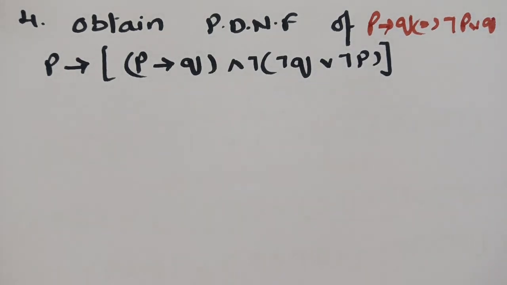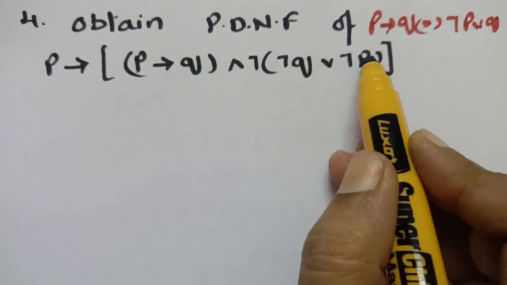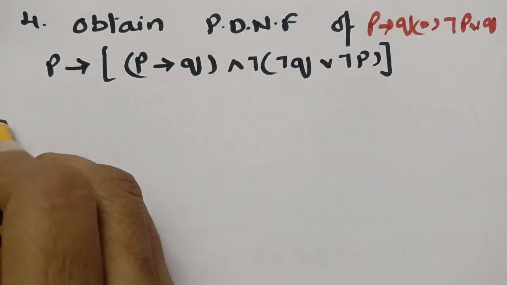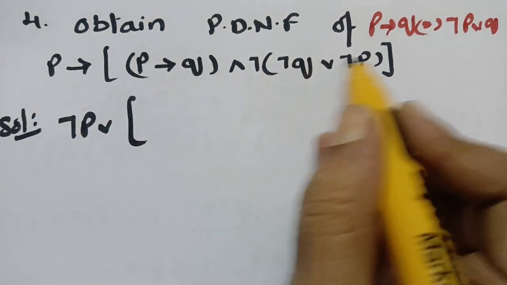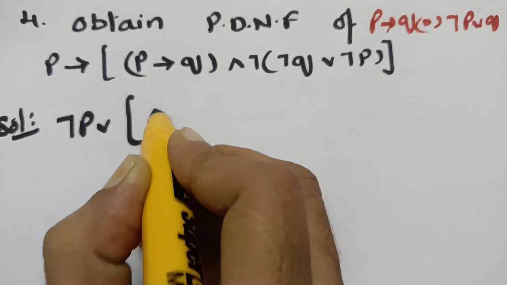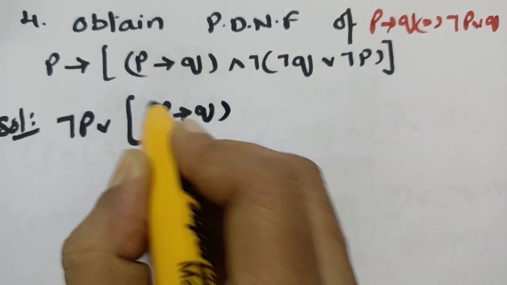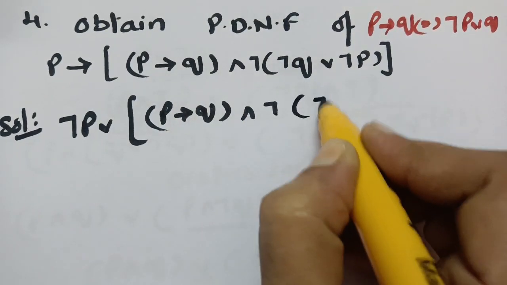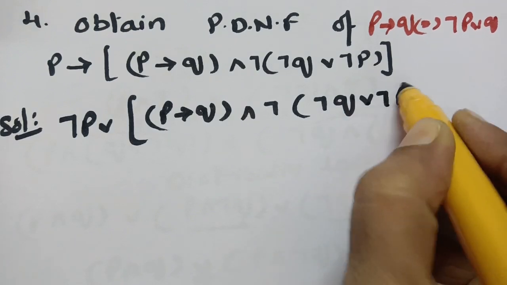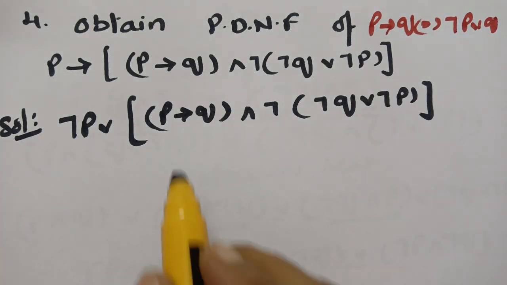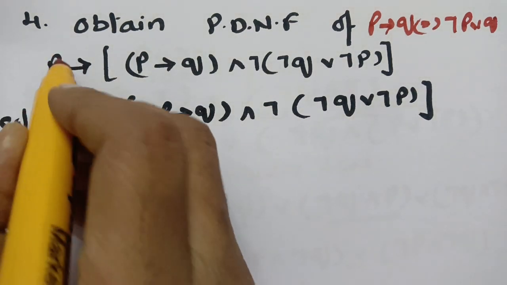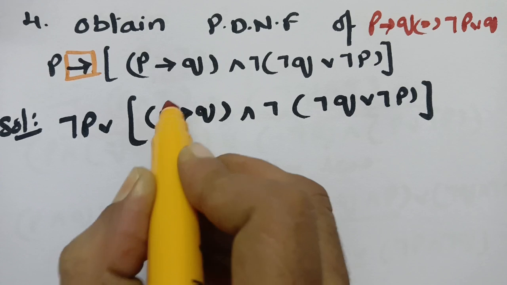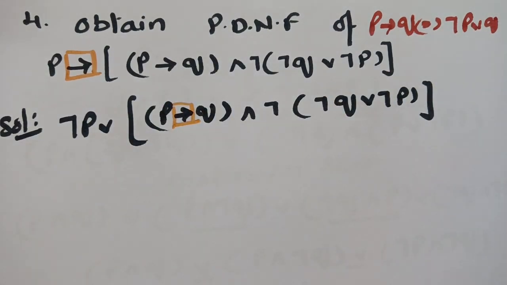So this is the equivalent formula which I am going to use. I consider this as P and this whole thing as Q, then this would be negation P or the whole thing you have to write. That one is P implies Q, and this is negation of negation Q, or this is negation P. So there is another implication here. First I have removed this one, and next I am going to remove this one using the same equivalence formula.